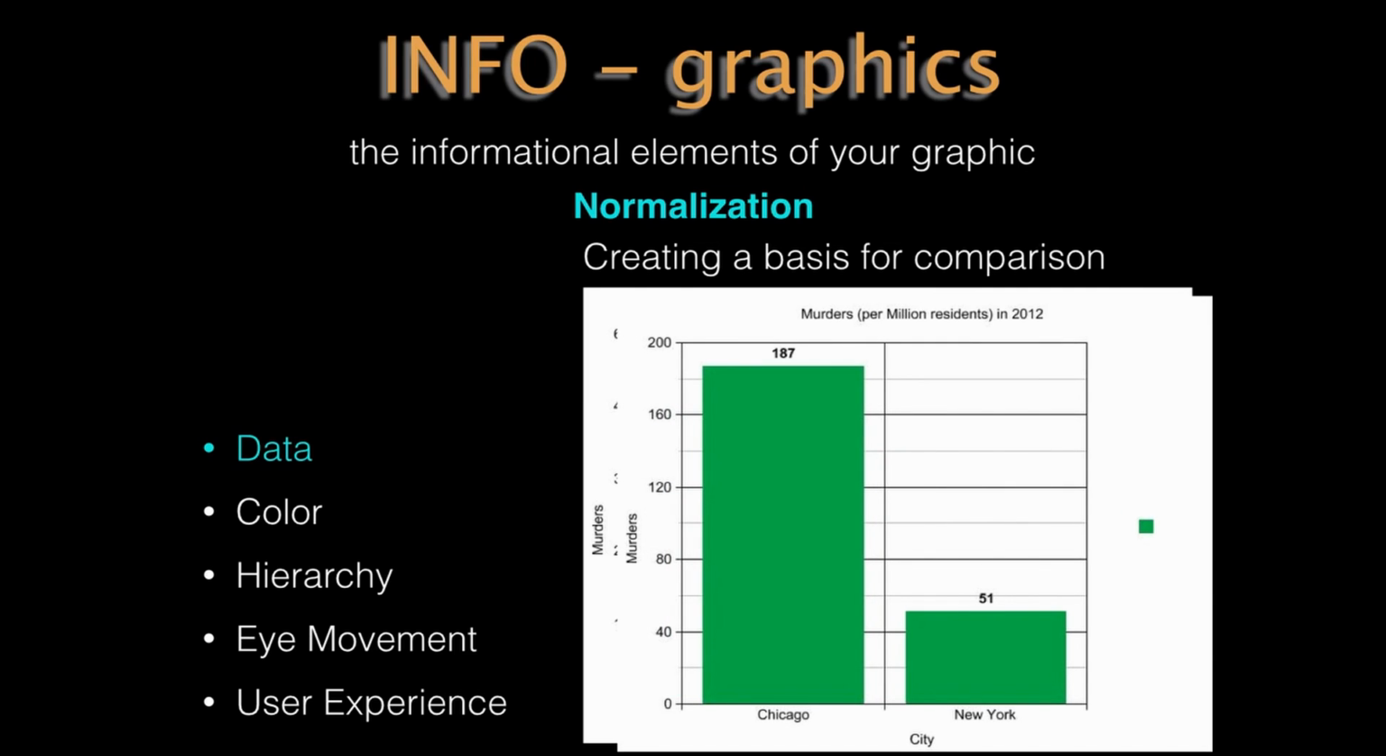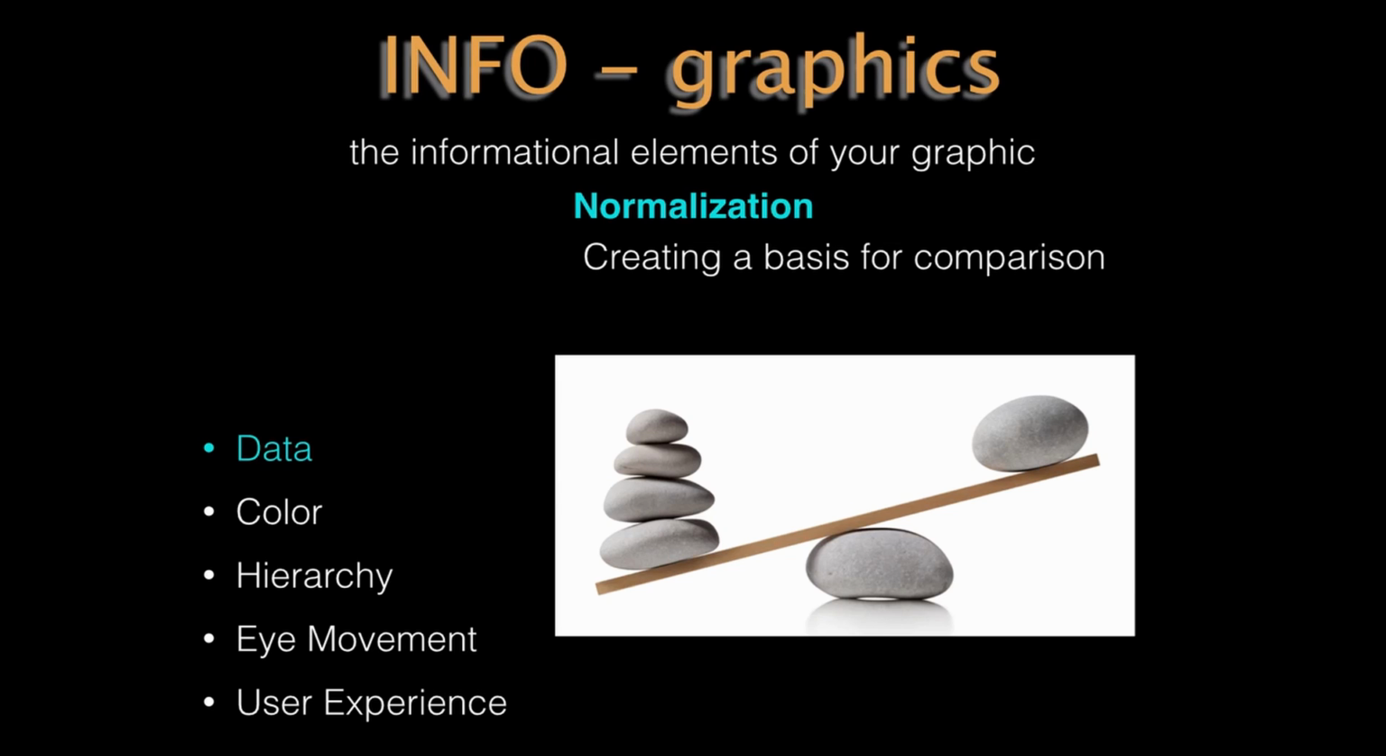And so you can normalize the data here and look at murders per million residents in 2012. And now you see that there are 187 murders per million residents in Chicago versus only 51 in New York. Now, you could even normalize this further and say that you have a 99.995% chance of living in New York City and not being murdered, whereas in Chicago, you have a 99.981% chance of being just fine living in Chicago.